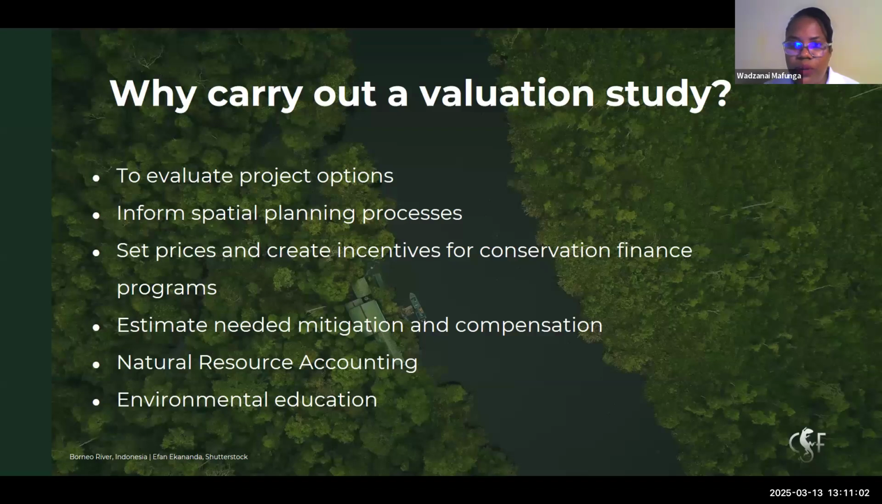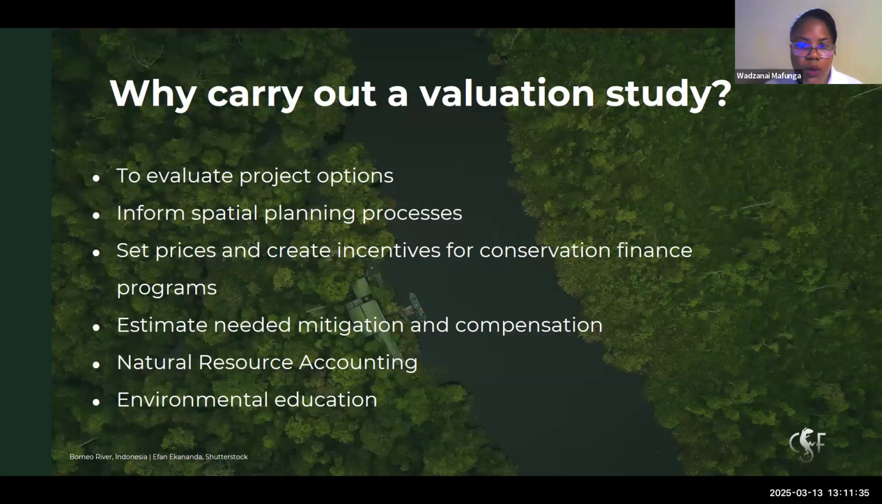Why do we carry out valuation studies? So the first thing, we do that so that we can evaluate project options. And when we do this, we are answering questions such as, what's the most cost-effective way to protect the shoreline? Should we support this project or policy or intervention? We also do it to inform spatial planning processes, where we get to investigate what the opportunity cost of development is, or conservation in a certain area.